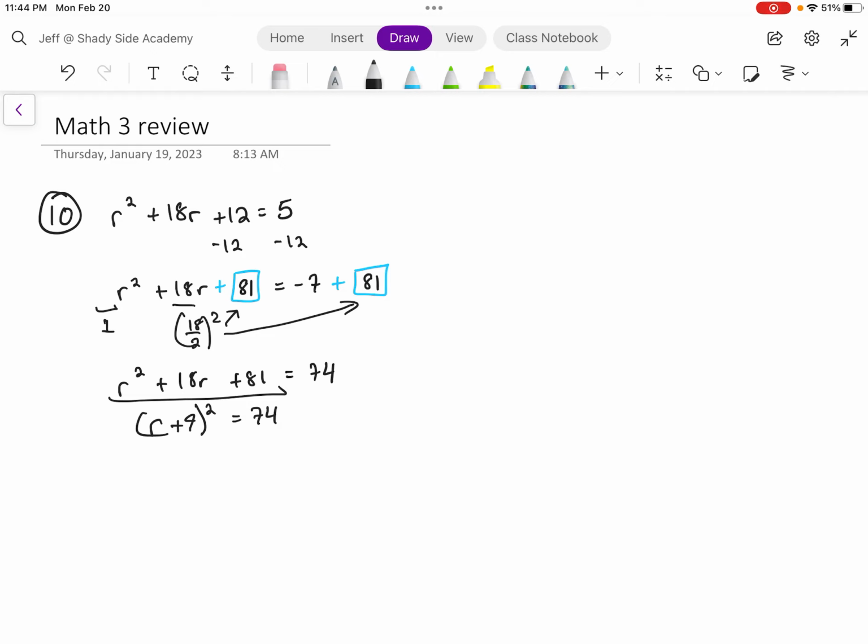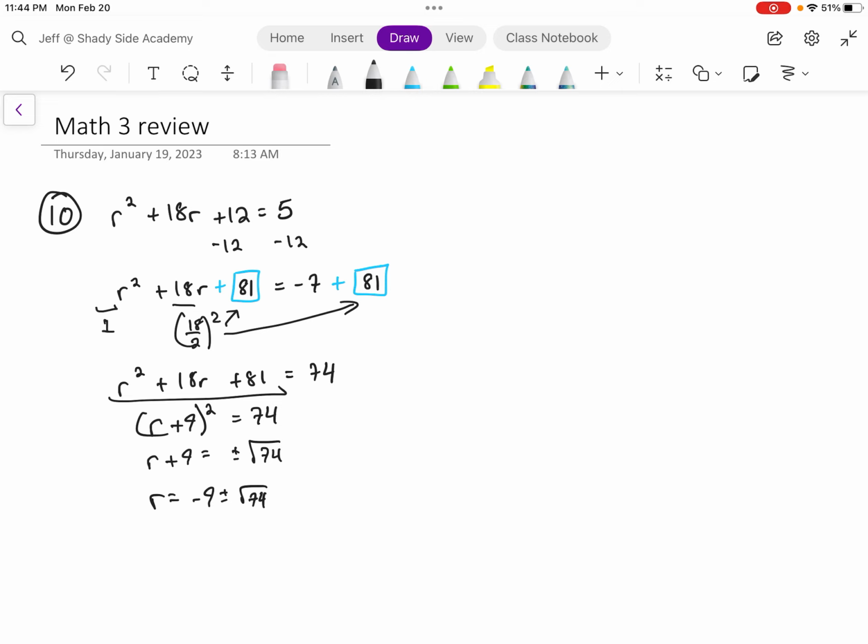We want to take square roots of both sides. This says r plus something squared is 74, so that something could either be plus root 74 or minus root 74. So we're going to get r plus 9 equals plus or minus root 74. I don't think that simplifies, it's 37 and 2, so that's nothing nice. So we're going to get r equals -9 plus or minus root 74.